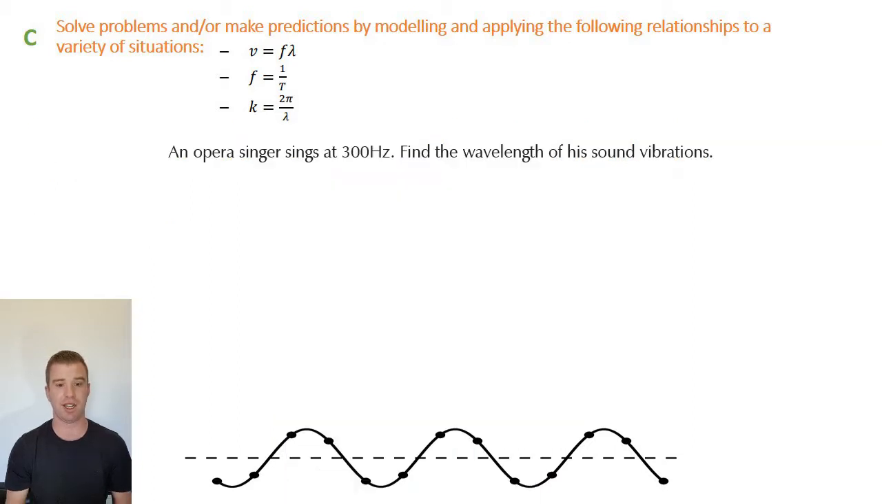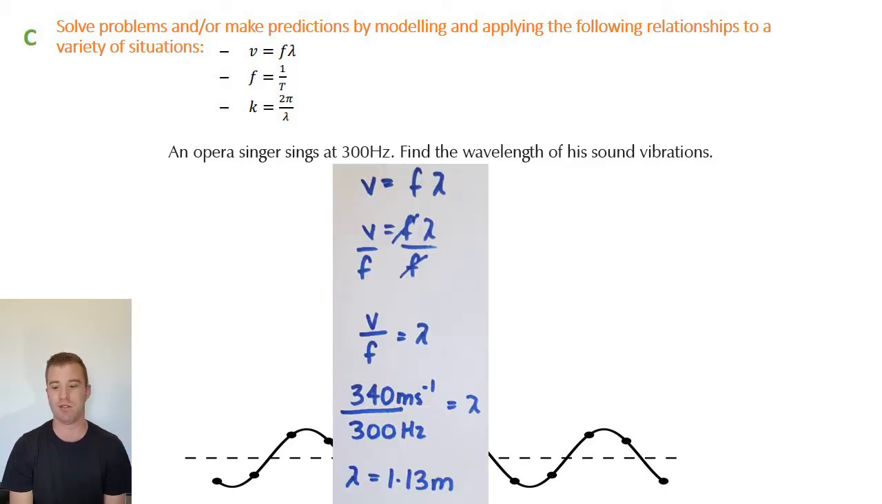Okay, let's look at this one: an opera singer sings at 300 hertz. Find the wavelength of the sound vibrations. So first you need to rearrange the formula V equals F lambda. Now divide by F, or frequency, on both sides, and then it cancels out. And you've got wavelength equals V over F, and you've got 340 meters per second divided by 300 hertz, and you'll get your wavelength as 1.13 meters.